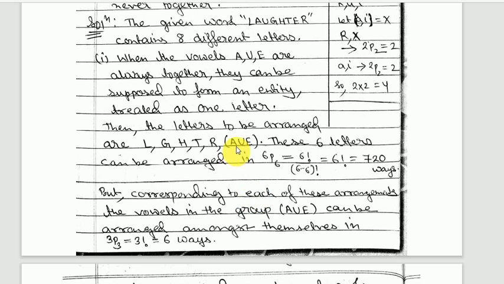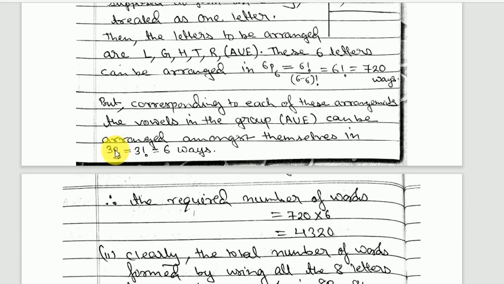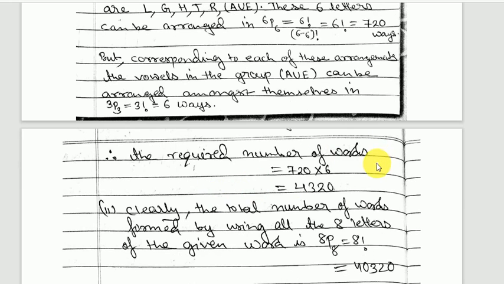But here you can see how many vowels are there. 3 vowels are there, and they themselves can arrange. They will not go here and there, they'll be together only, but they can arrange among themselves in how many ways? They can arrange among themselves in 3P3 ways, that means 6 ways. So the required number of words where the vowels will always be together is given as 720 into 6, that is 4320. So you can have 4320 such arrangements where vowels will always be together.